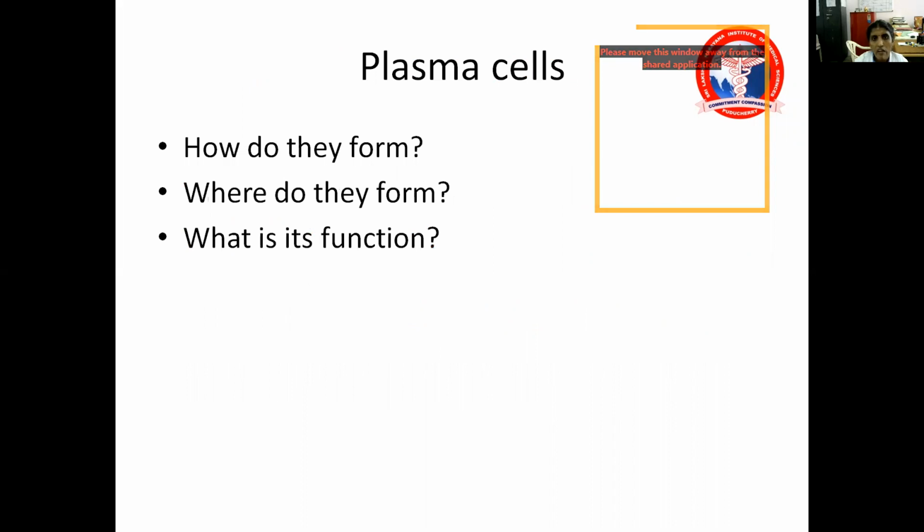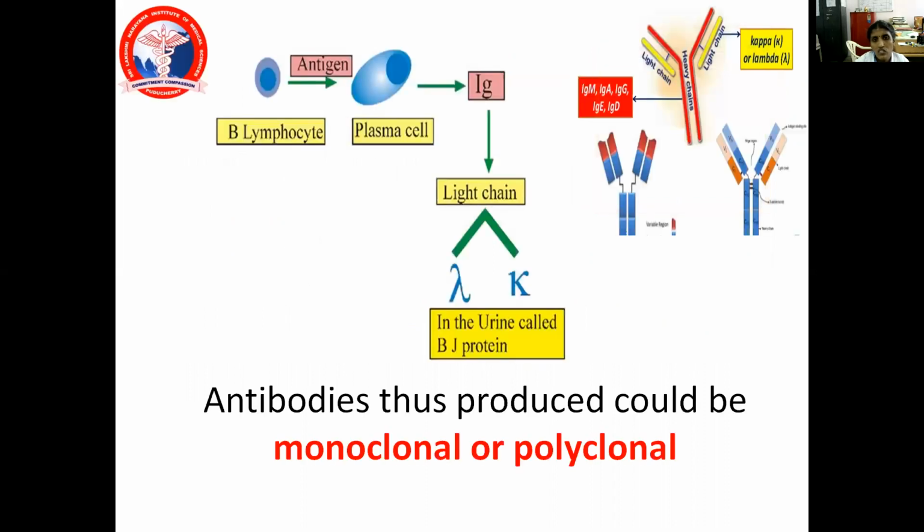What is a plasma cell? How do they form? Where do they form? And what is the normal function of the plasma cell? All that we already know, but let us quickly go through it. It is derived from a B lymphocyte. You know, B lymphocyte is derived from bone marrow, right? When a B lymphocyte gets exposed to an antigen, it gets modified into a plasma cell. The plasma cell's function is to secrete immunoglobulin, right? So what are the components of immunoglobulin? You have a heavy chain and a light chain, right?